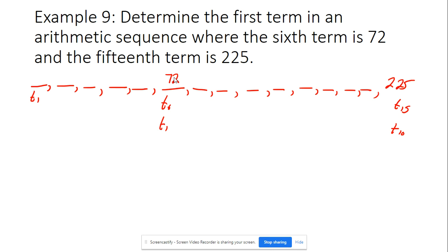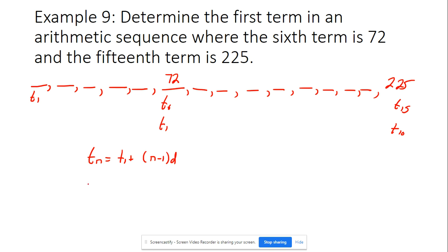All right, so what I want to do is similar to what I did in the last example and figure out what the common difference is. If I figure out the common difference, that means I can fill in all these values and work backwards to get back to this guy over here, okay? So if I call this guy T1, 72, T10 is 225. That would mean Tn equals T1 plus (n minus 1)d.